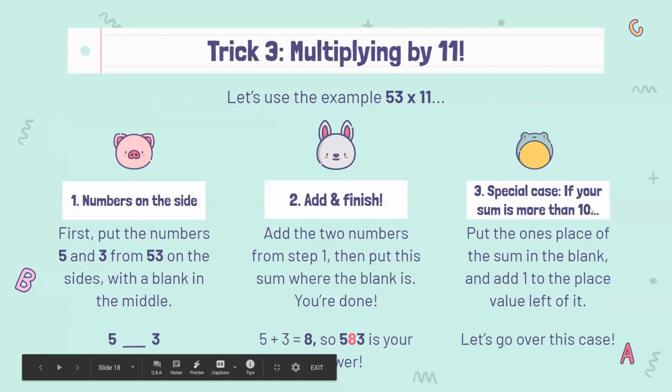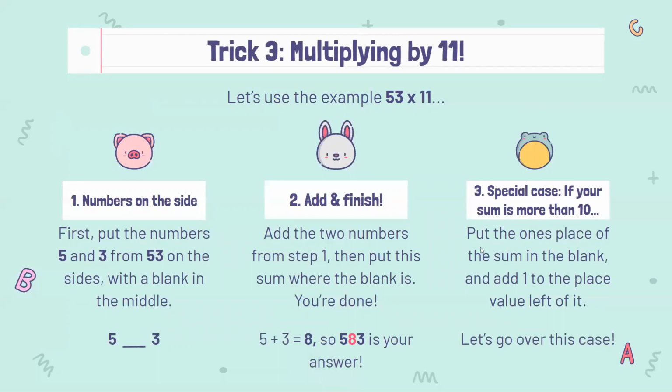But there's a special case. If your sum is more than 10, you need to put the ones place of the sum in the blank and add 1 to the place value to the left of it. Let's go over this case.